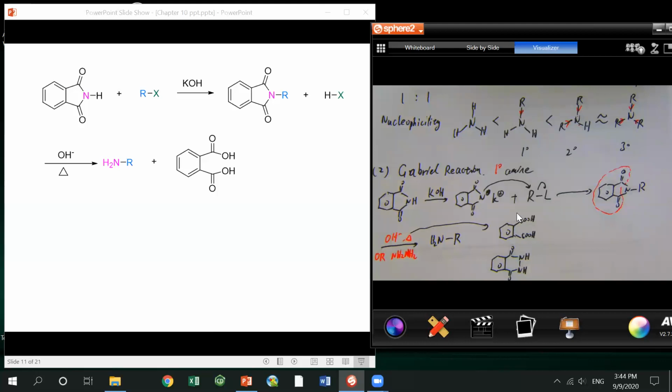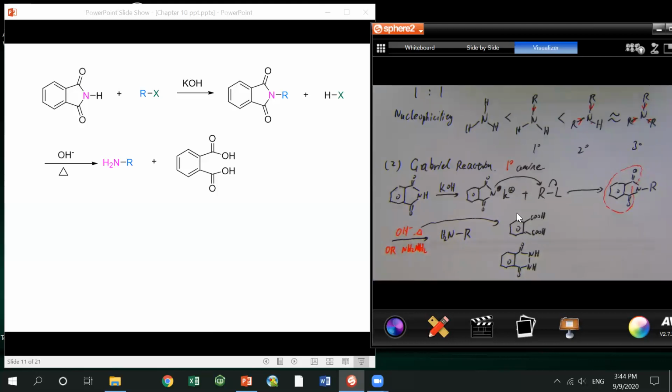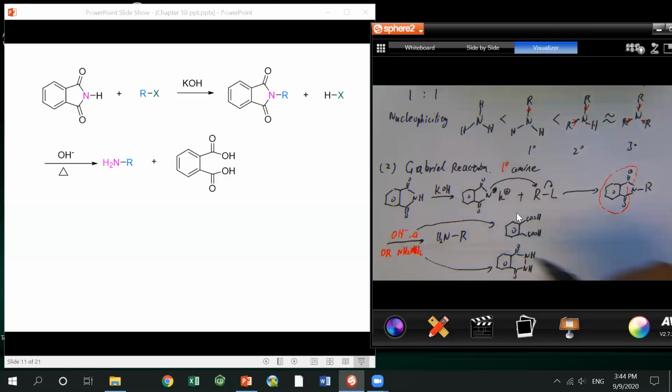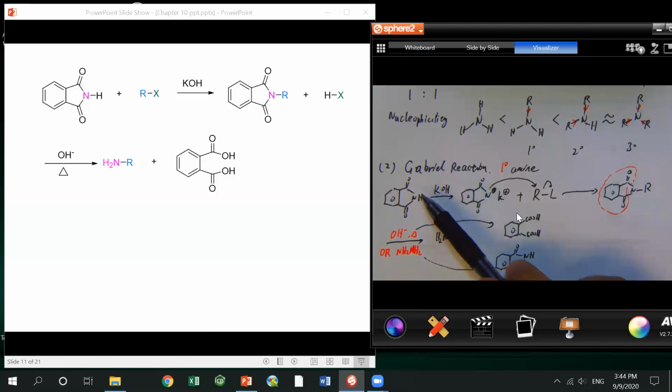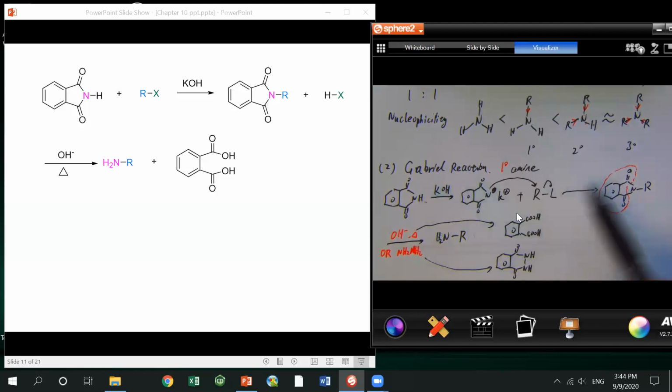For the real exam or quiz, you don't need to draw this byproduct. You only need to draw the primary amine, that's enough. But you do need to know the whole process: how you deprotonate phthalimide, how you do the substitution reaction, and how you do the deprotection. All right, I'll give you one example.